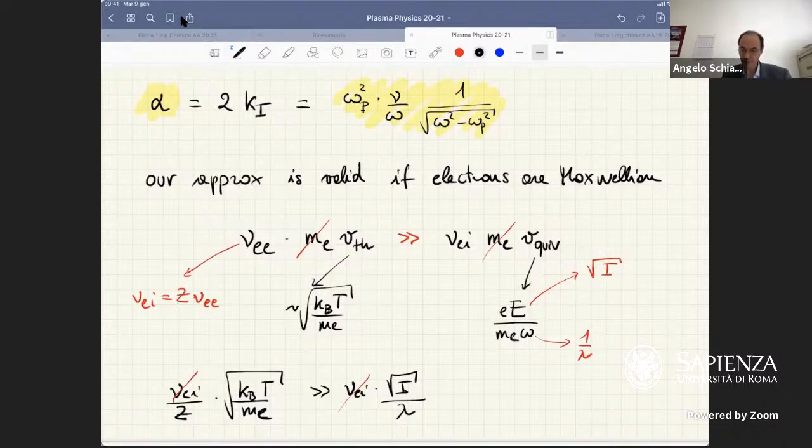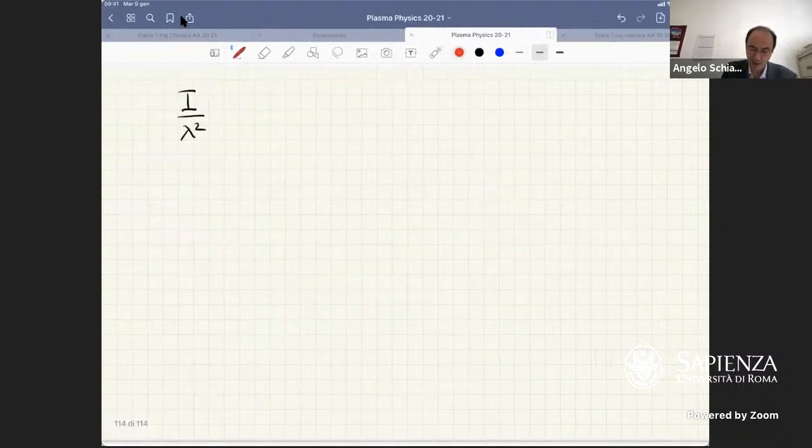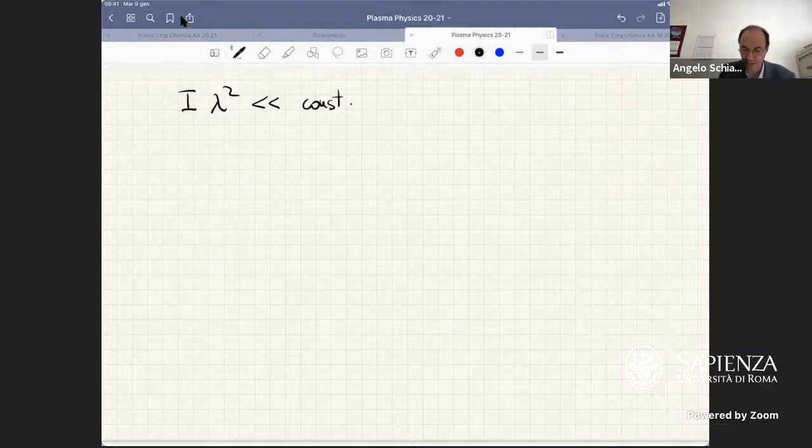Oh no, since omega in the denominator is 1 over lambda, correct this one here, this is proportional to lambda. Okay, let's put it times lambda. So we have that I lambda squared has to be much less than some constant, okay, it's a number, times T over Z squared, so the dependence of this one here. And T is the temperature of the plasma.